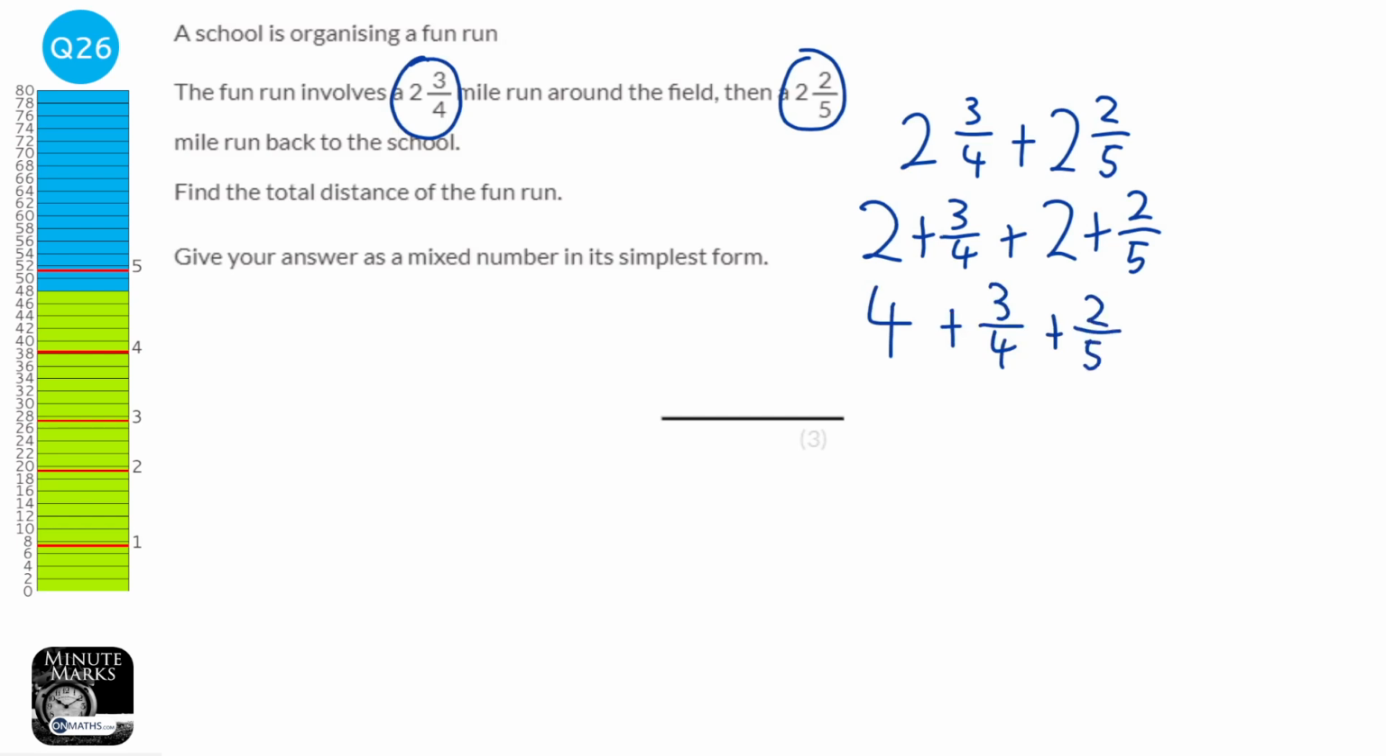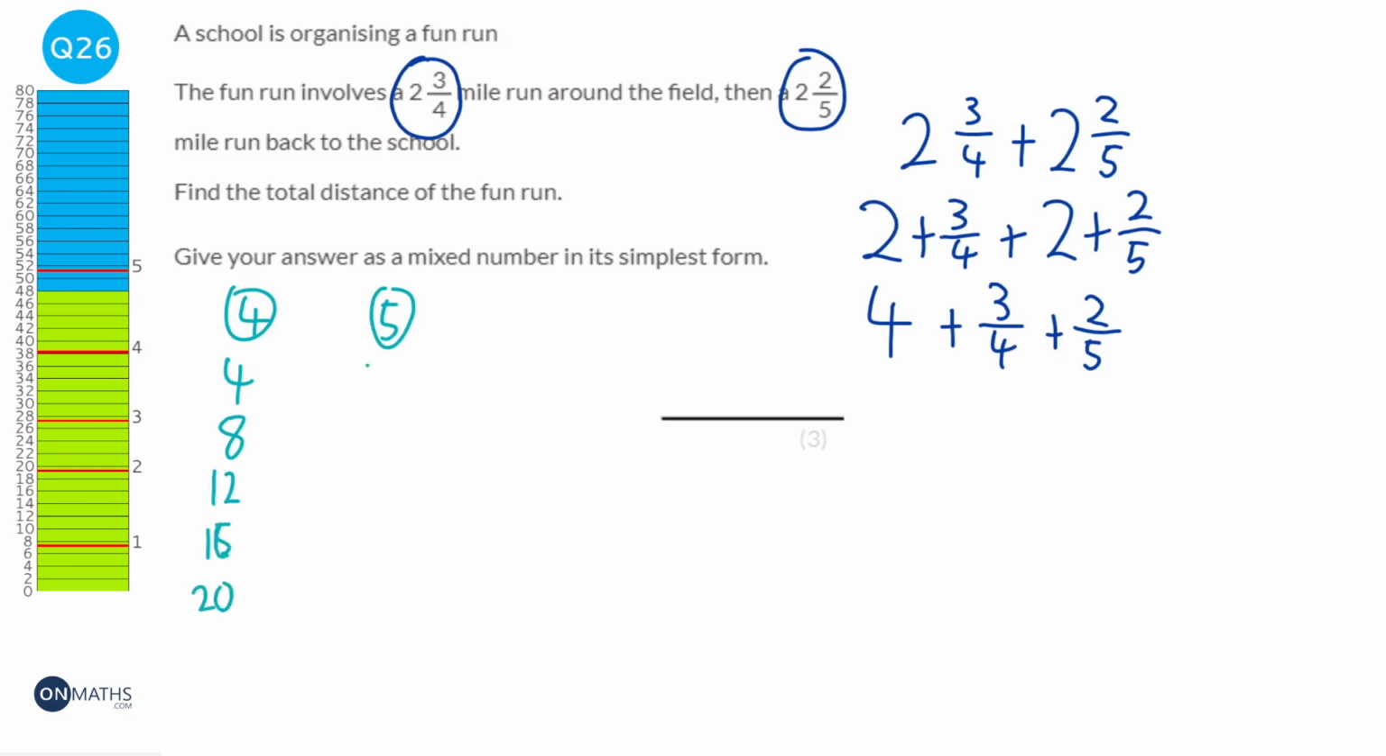When you add two numbers with different denominators, we need to get common denominators. We do that by quickly writing out the 4 and the 5 times tables and seeing what the first number in both is. 4, 8, 12, 16, 20, and 5, 10, 15, 20. So that's 20. We need to get the bottoms of the fractions to 20.